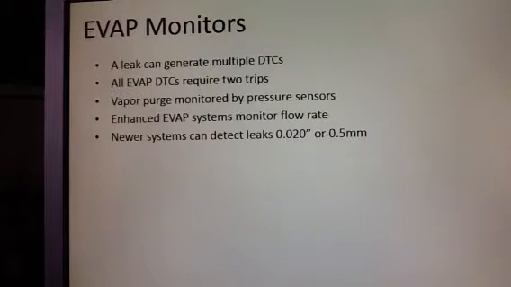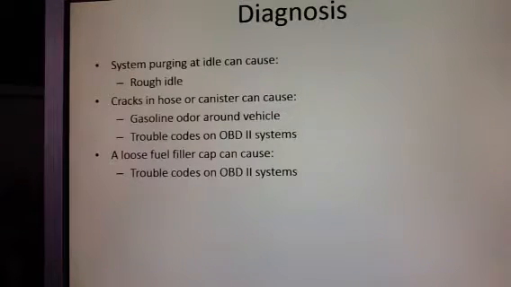Our vapor purge is monitored by the pressure sensors. We talked about those pressure sensors. They're very, very similar to our manifold absolute pressure sensors, where we would have a 3-wire sensor: a 5-volt reference in, a ground, and then our center wire would be our signal wire, and that would vary accordingly from 0.5 to 4.5 volts, and then on top of that we would have a 0.5 volt problem on the top and a 0.5 volt problem on the bottom. Our newer systems, such as our enhanced EVAP systems, do have a monitor flow rate, and they do detect very, very small leaks, as we had talked about also.